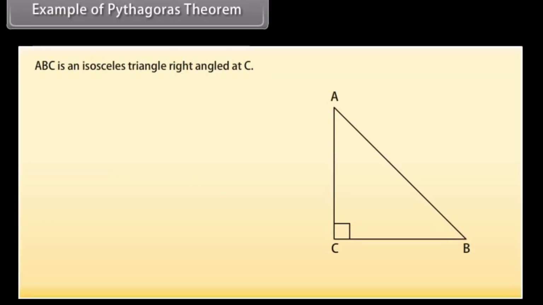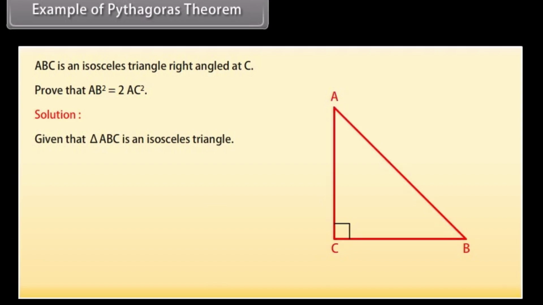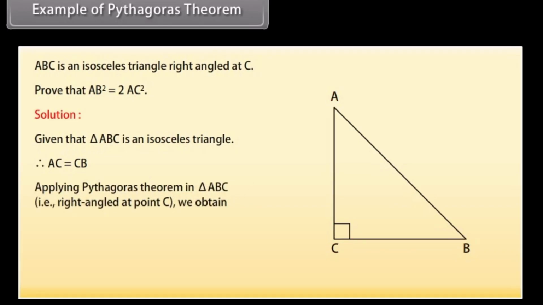ABC is an isosceles triangle right-angled at C. Prove that AB square is equal to 2AC square. Solution. Given that triangle ABC is an isosceles triangle, therefore AC is equal to CB. Applying Pythagoras theorem in triangle ABC, right-angled at point C, we obtain AC square plus CB square equals AB square, which implies 2AC square equals AB square.